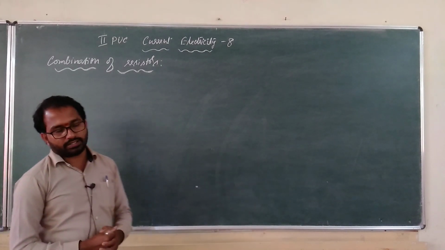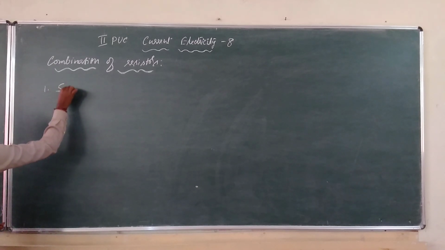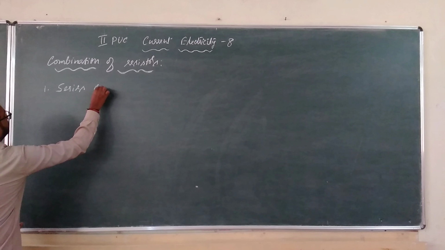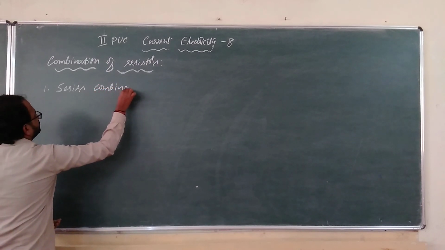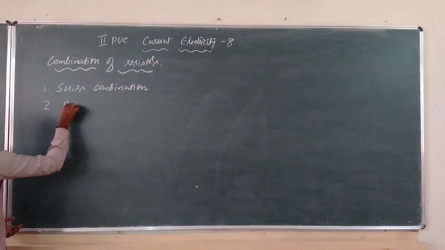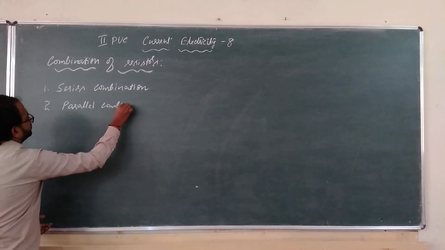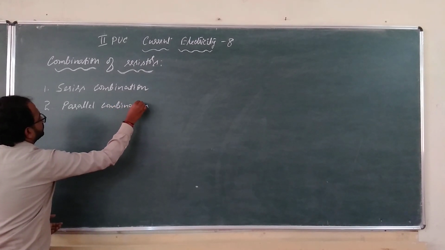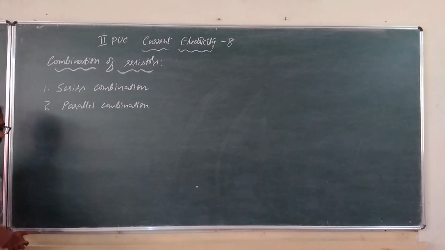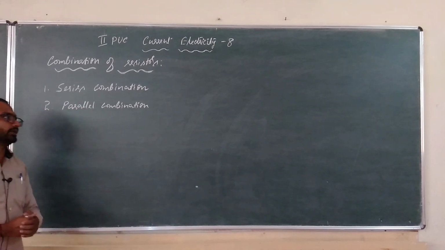Which can be used in the electrical circuit. Okay, so there are two basic combinations possible. One is the series combination of resistors. The other one is the parallel combination of resistors. So using these two combinations we get the desired value of resistance which can be used in the electrical circuits.